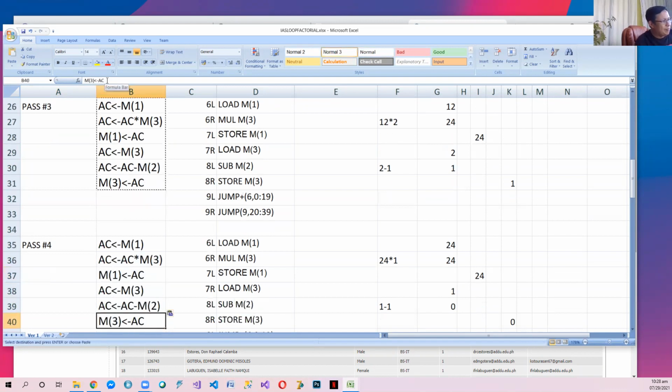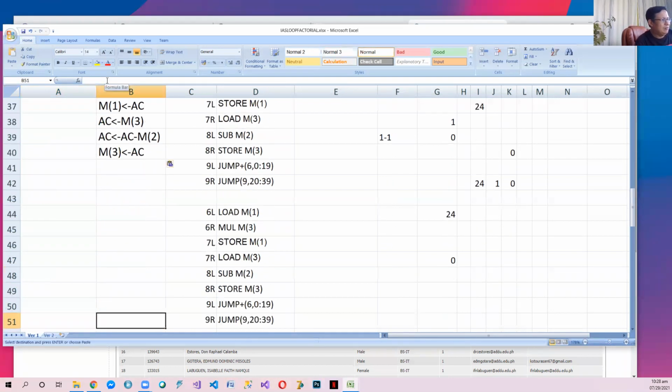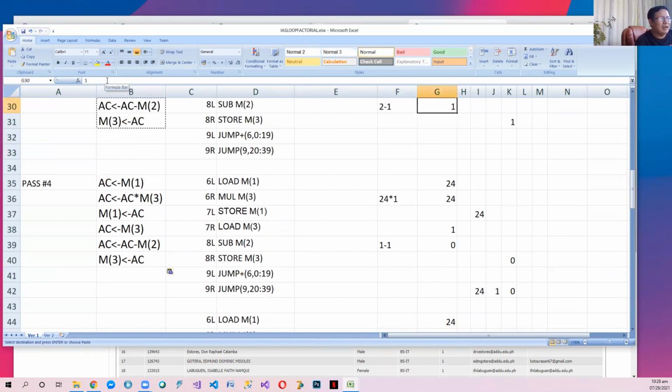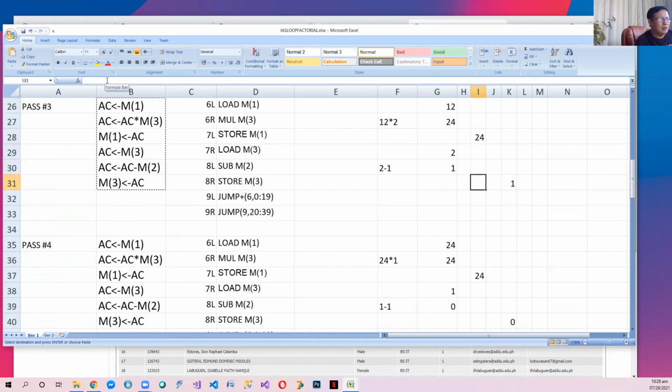Now, this is where we will have a problem. Later, in a few steps, we will see the problem. So load M1, so AC becomes 24. Mul M3, M3 is now 1, right? Because this is now 24, 1, 1. Transfer it here, no? 24, 1, 1. So 24 times 1 is 24, and we store M1. So our next product is 24.